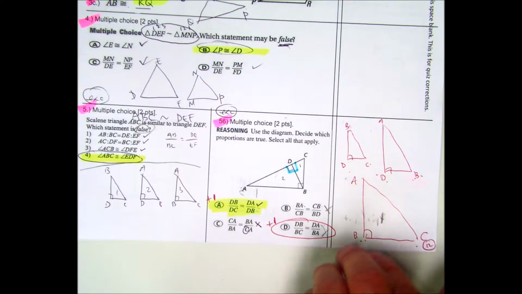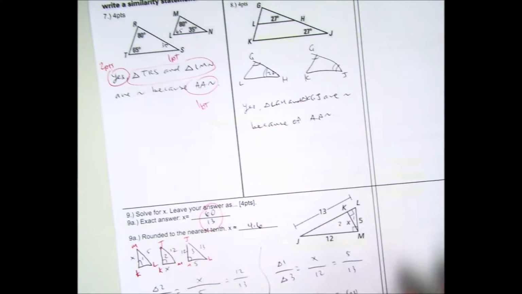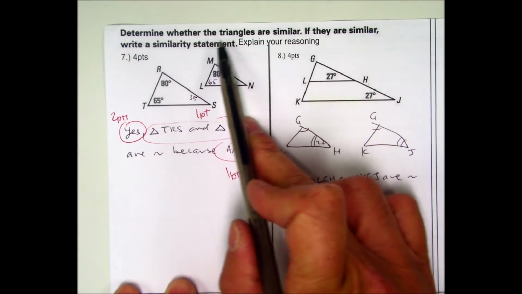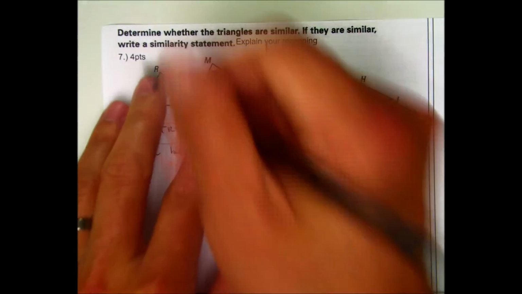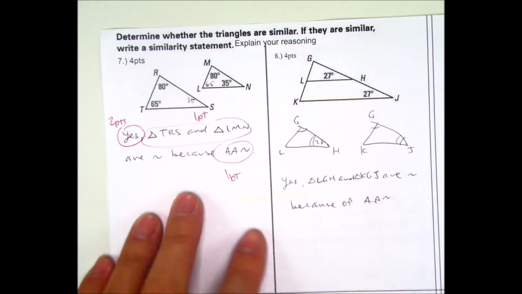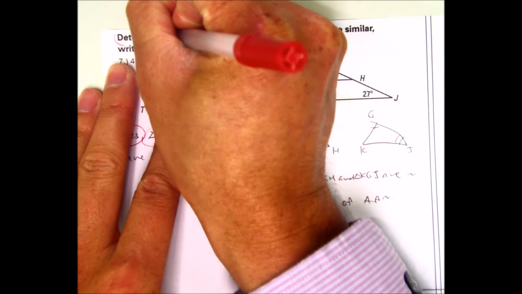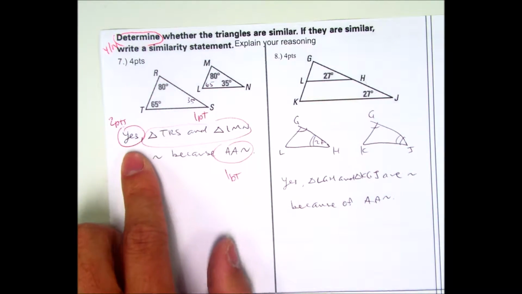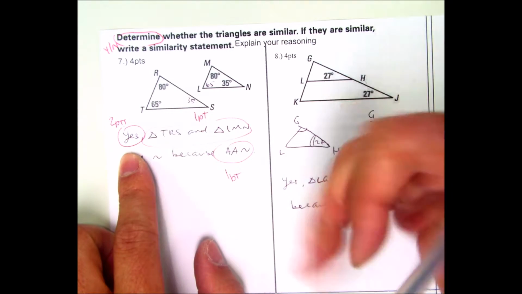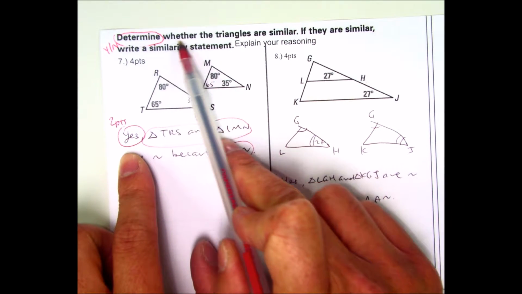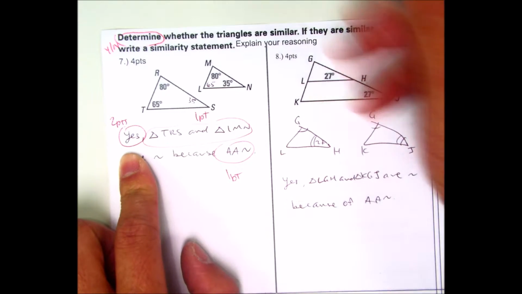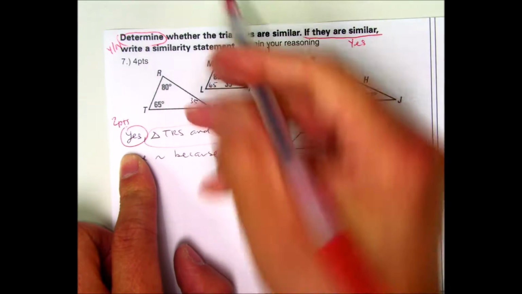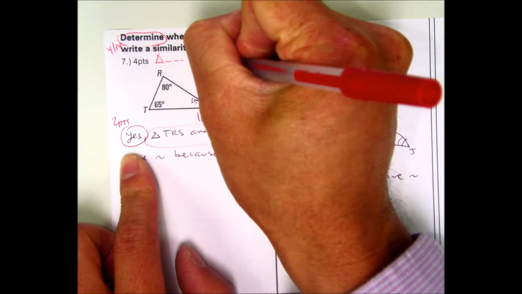Let's look on the back side. Determine whether the triangles are similar. So let's go through this very carefully. Determine means yes or no. You got 1 point if you wrote yes or no. If the answer was yes, you got 1 point plus 1 point for trying, so there's 2 points. Determine whether the triangles are similar. If they are, meaning yes, they're similar, then it tells you write a similarity statement. That's the triangle with 3 letters.